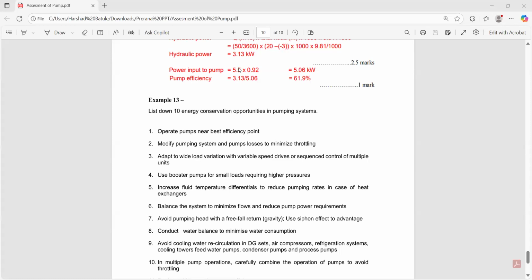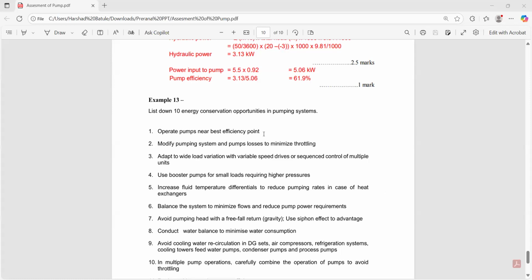List down 10 energy conservation opportunities in pumping system. So first is operate pump near best efficiency point. It is known because if you go away from the operating point, the efficiency point, you will get to know that your efficiency is dropping. From the right hand side, your efficiency always drops. In the left hand side, your efficiency always drops.